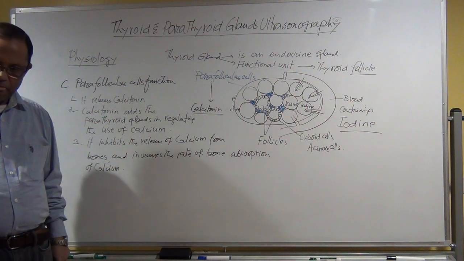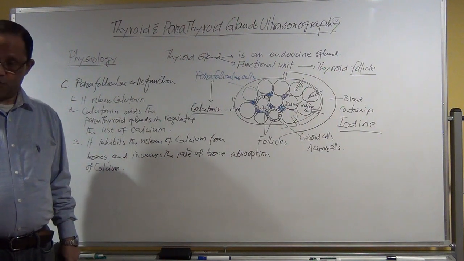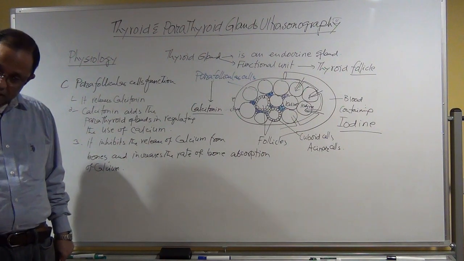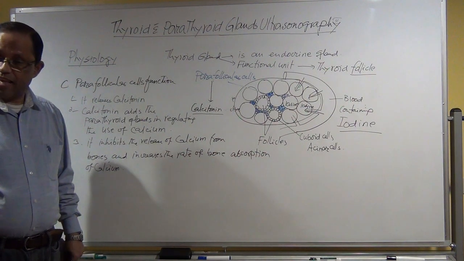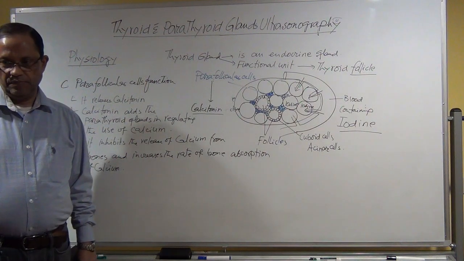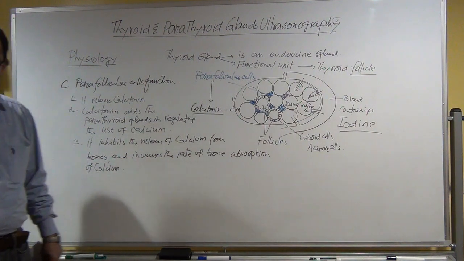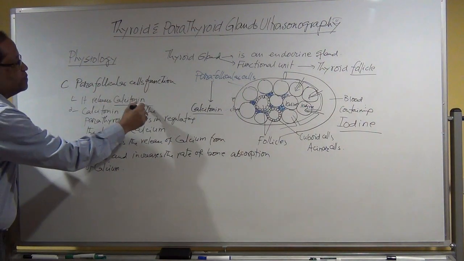Why? It is a government rule. If you want to open a store, you must have this, so that consumers can get all the ideal food for the health. It is mandatory, it's a rule. So calcitonin has big functions.